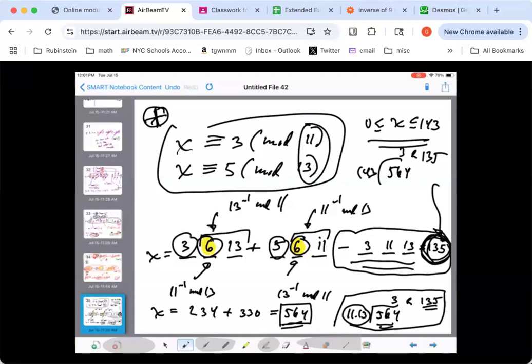If you want, you don't have to write this if you don't want. Wait, how did you get 143? 564 divided by 143. Where did you get 143? 11 times 13. Okay.